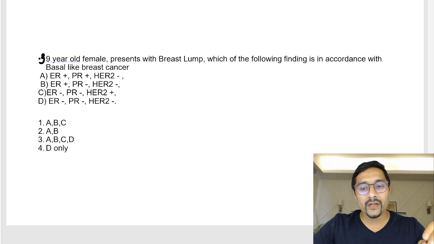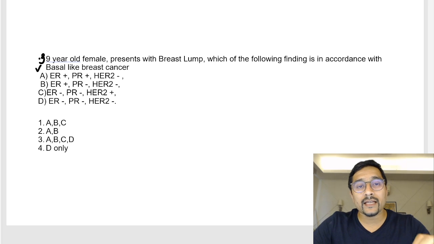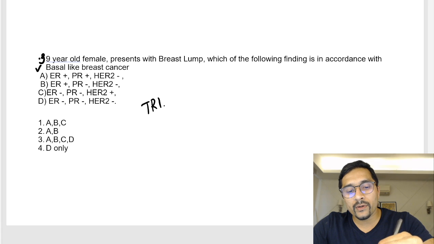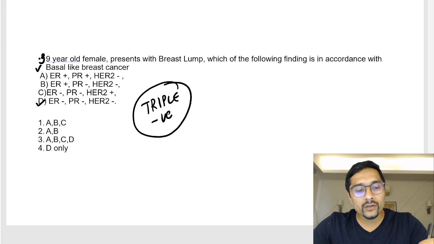So the first question from breast surgery is regarding the molecular classification of breast cancer, which has been asked multiple times in the exam. This is a 39-year-old female who comes with a lump in the left breast, and she has been diagnosed with basal-like breast cancer. Now they are asking basal-like breast cancer is what type of molecular subtype? So we know basal is triple negative breast cancer. So all three would be negative, that is ER, PR, HER2/neu, and that is the correct answer here.